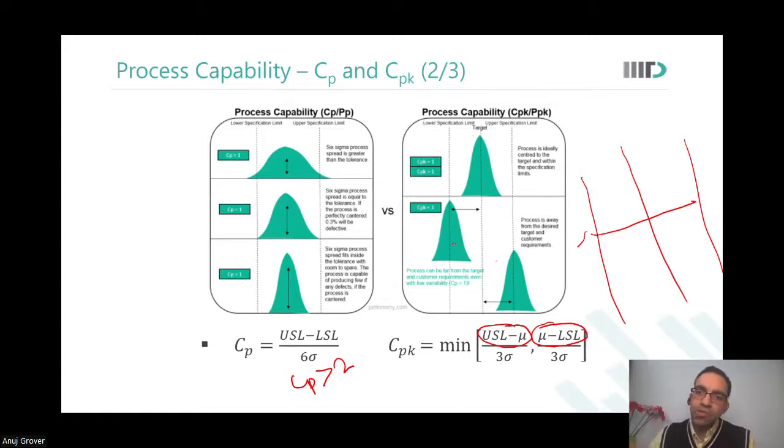So when I had my process centered right in between the upper and lower spec limit, I said that my CP is equal to 2, let us say. So plus minus 6 sigma touch the limit. How many failures are we talking about? Very few. 99.9999998% is passing. So very few failures.